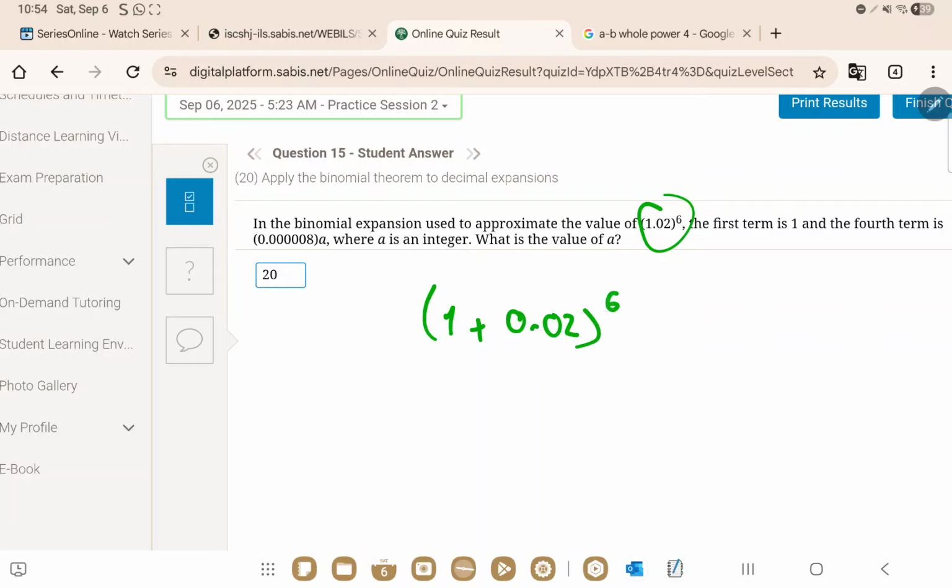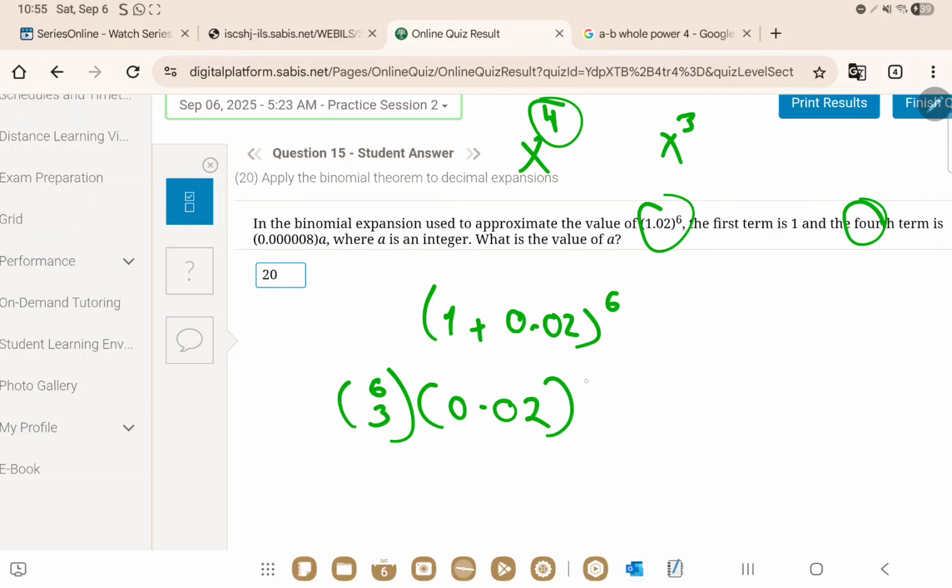That's it. Now, to solve this, we can usually ignore the 1 because 1 to the power of anything is 1. So to solve it, it is 6 combination. They want the fourth term. Whenever you hear the word something term, you do minus 1. If they tell you x to the power 4, this is the fifth term. But when they say fourth term, it's x to the power of 3. So the fourth term would be 6 choose 3, times 0.02 to the power of 3.